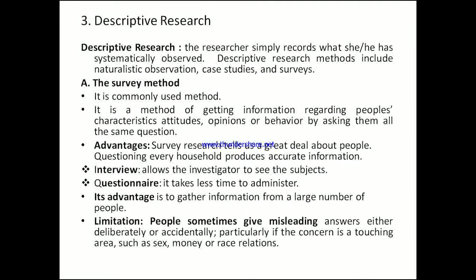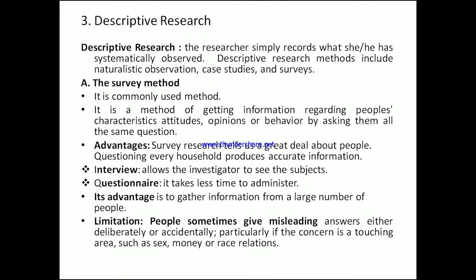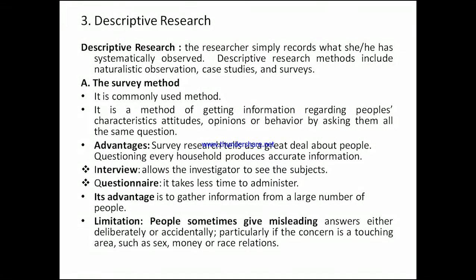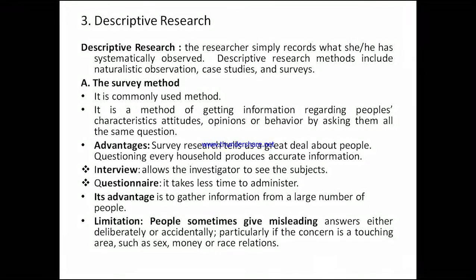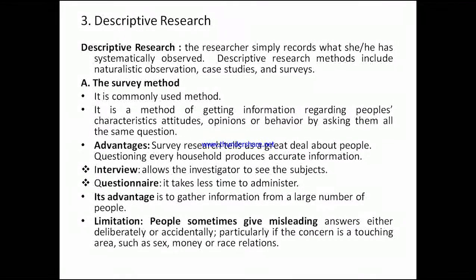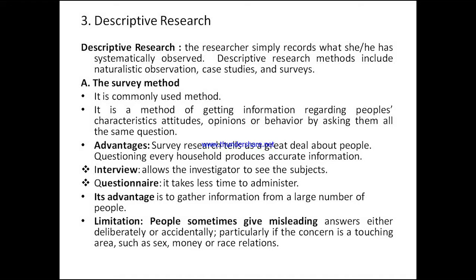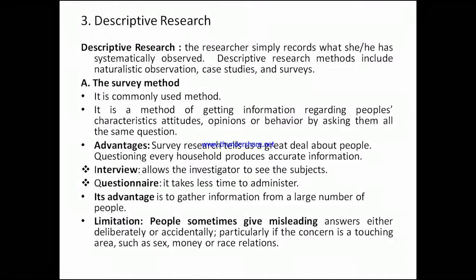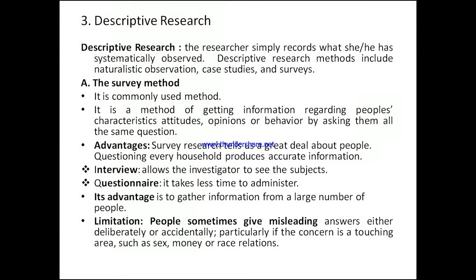Descriptive research method. In the descriptive method, we can have three different research methods. These are the survey method. It is a commonly used method using questionnaires, group discussion, and so on. It helps us get a vast amount of information by using questionnaires. It is a method of getting information regarding people's characteristics, attitudes, opinions, or behavior by asking them all the same question.